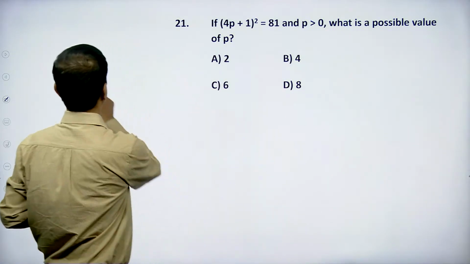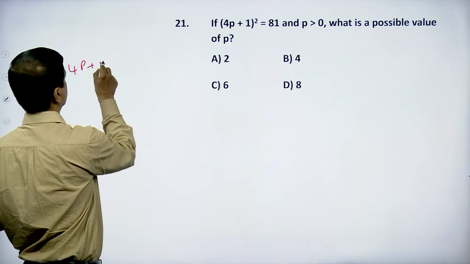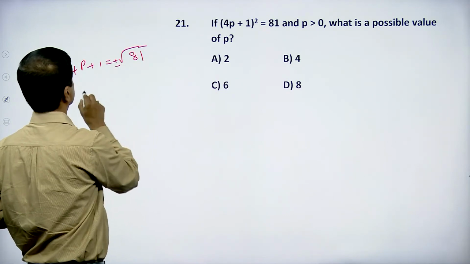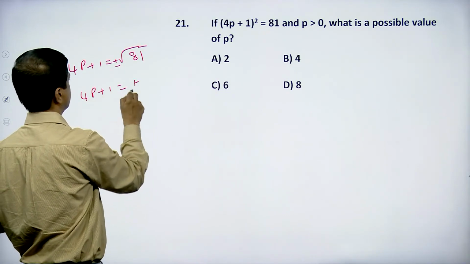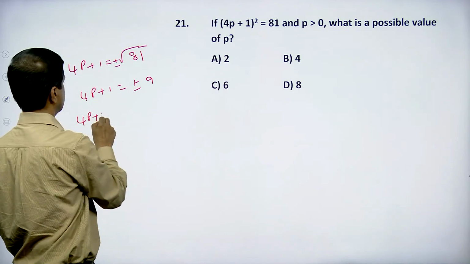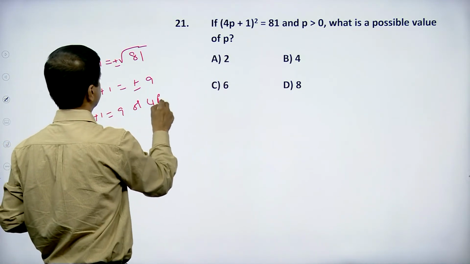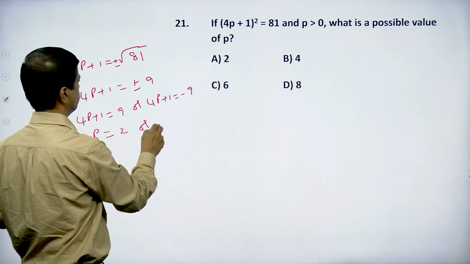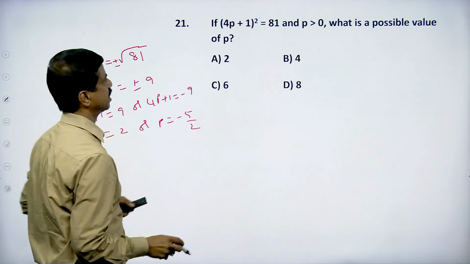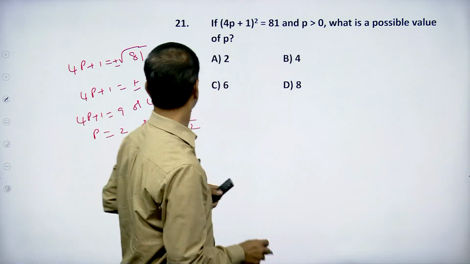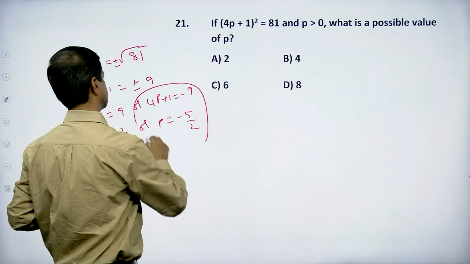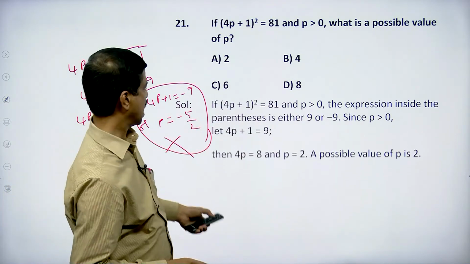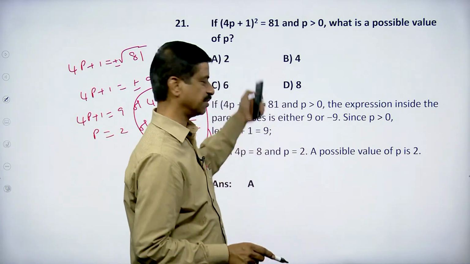Now look at this. 4p plus 1 is equal to root 81, plus or minus. So 4p plus 1 equals plus or minus 9. So 4p plus 1 equals 9 or 4p plus 1 equals minus 9. So p equals 2 or p equals minus 5 by 2. But he said p is greater than 0, so this part is not possible as it is negative. So p equals 2 is the answer. So option A satisfies. Please note it fast.